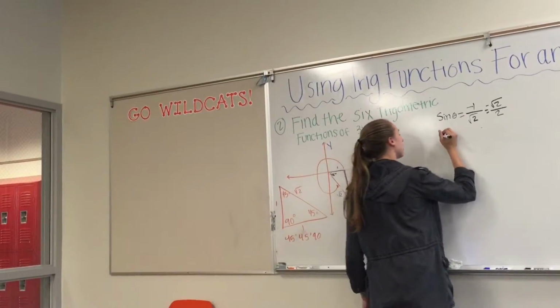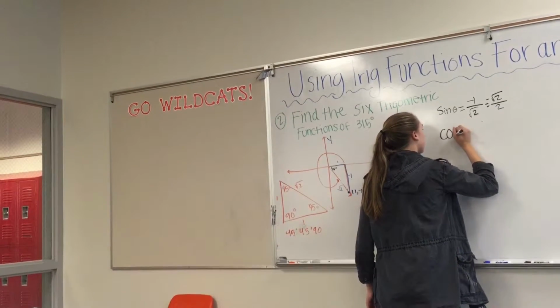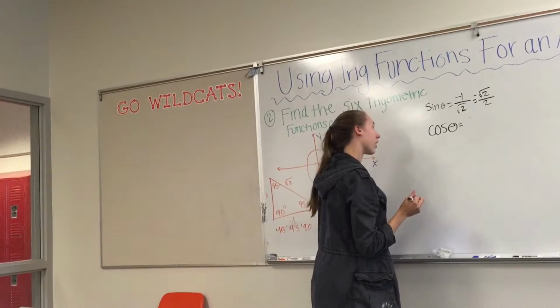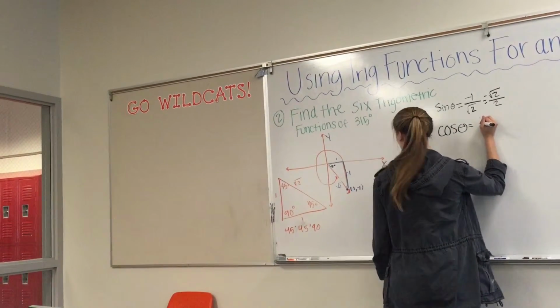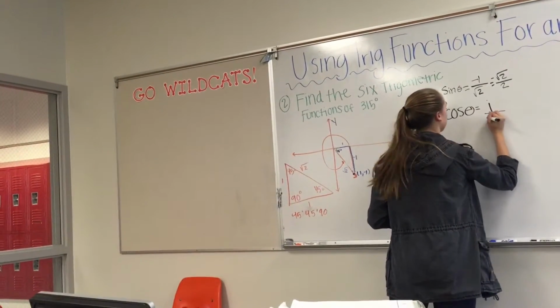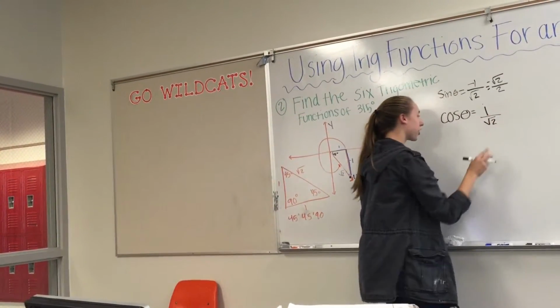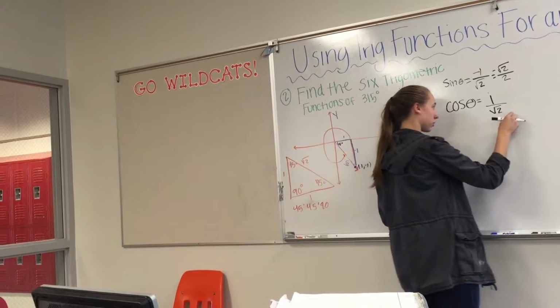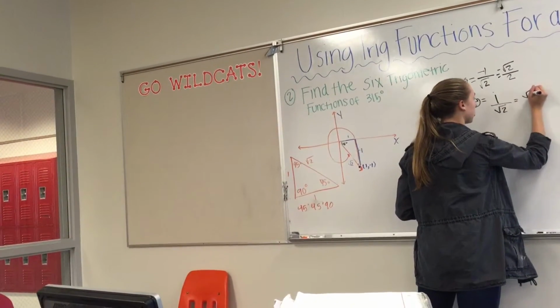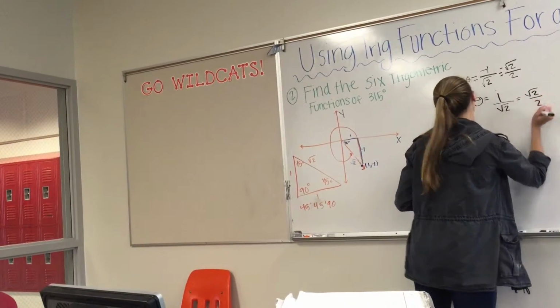The next trig function is cosine. Cosine is adjacent over hypotenuse. So that would be 1 over the square root of 2. Because you can't have a square root in the denominator, you have to multiply it on the top and the bottom. So that would be square root of 2 over 2.